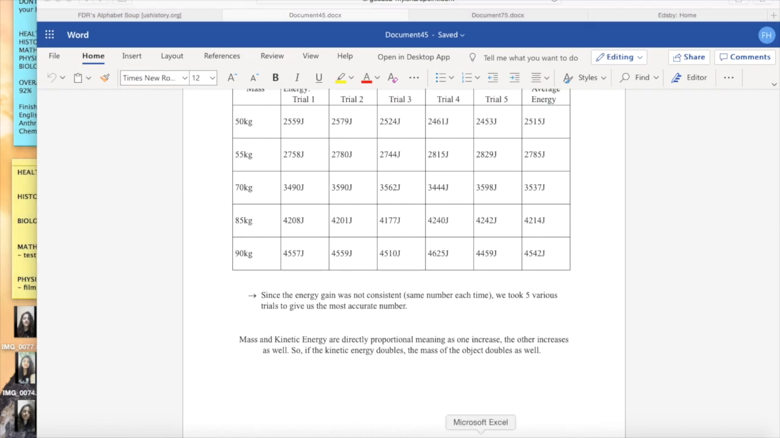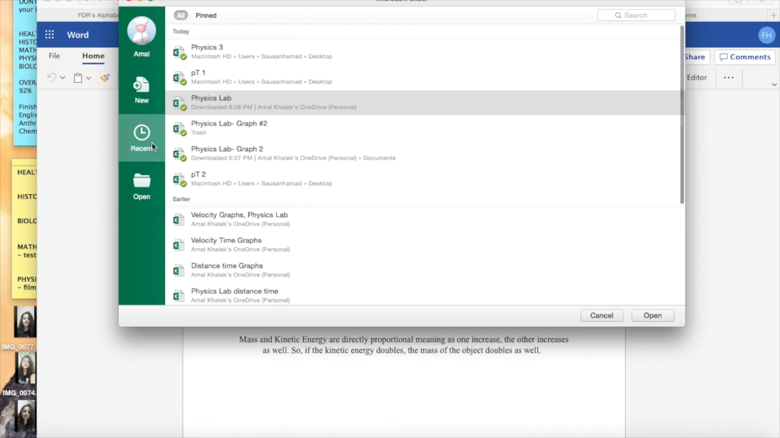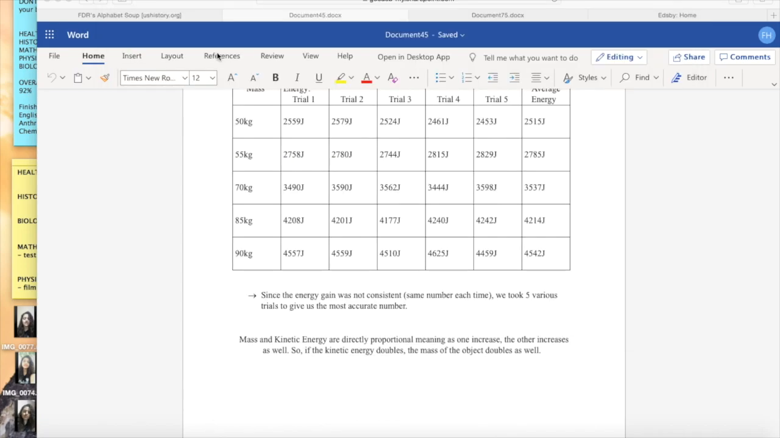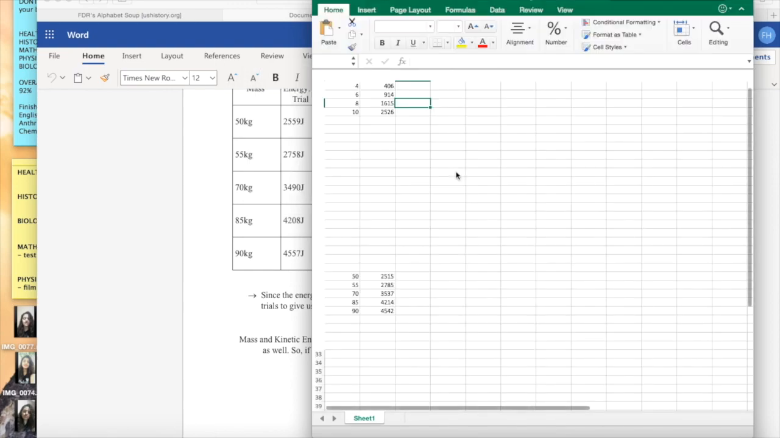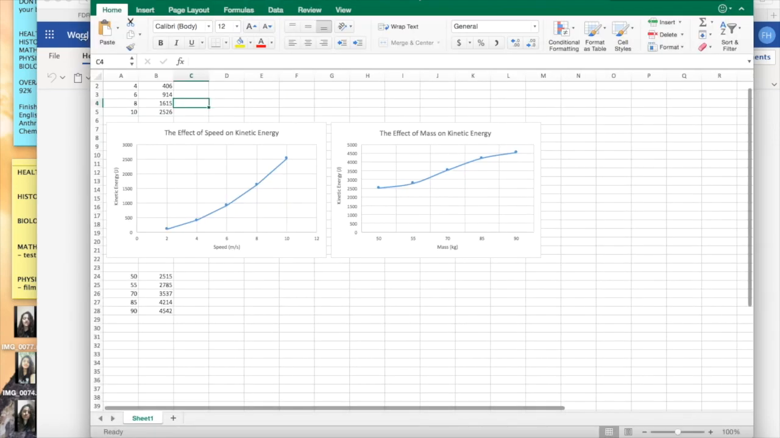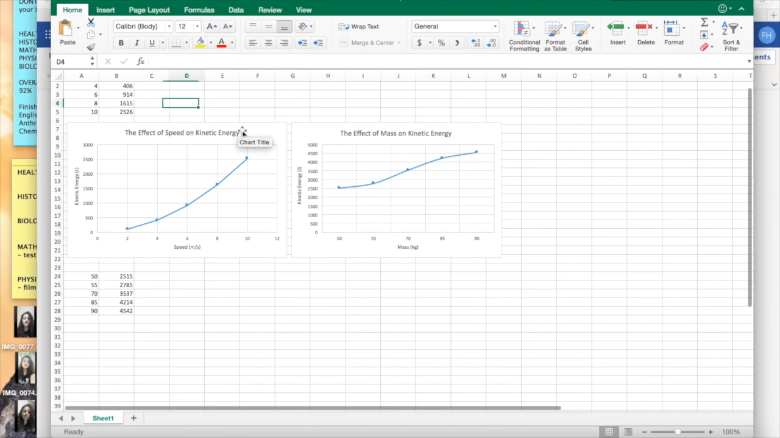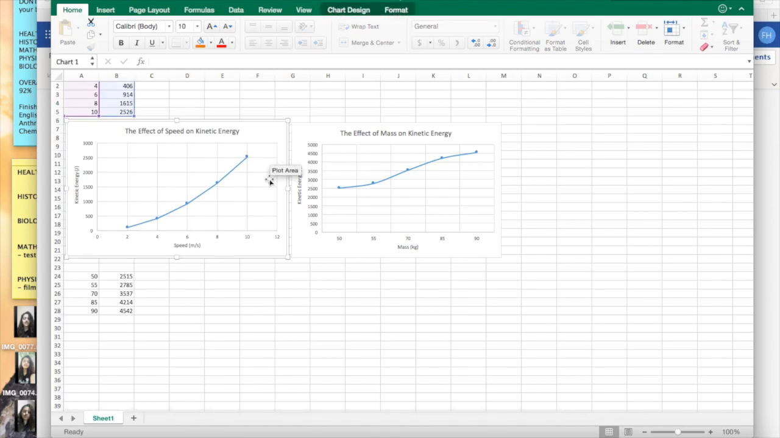Now we're going to be looking at the graphs that we found. This one. Okay. So this was the effects of speed on kinetic energy. We have speed as our x and then kinetic energy as our y. This is how our graph looks. As we can see, it's increasing.